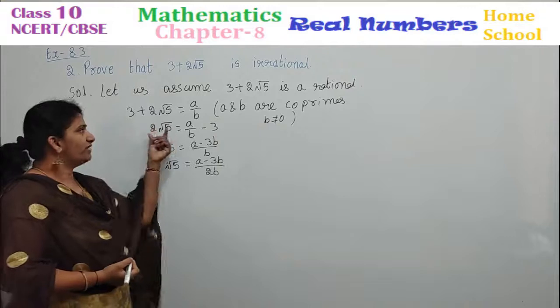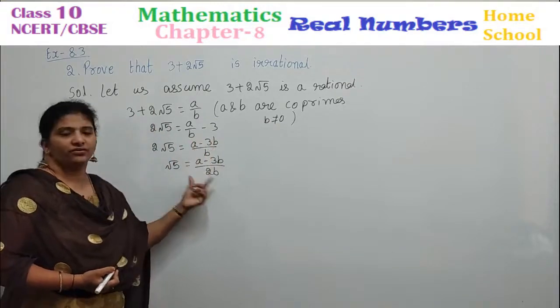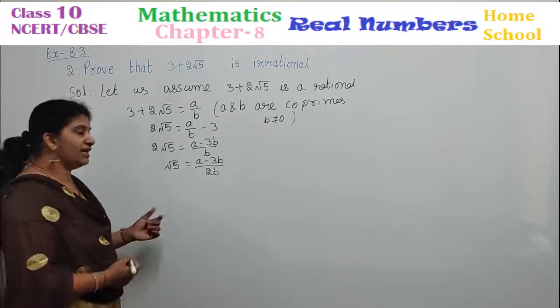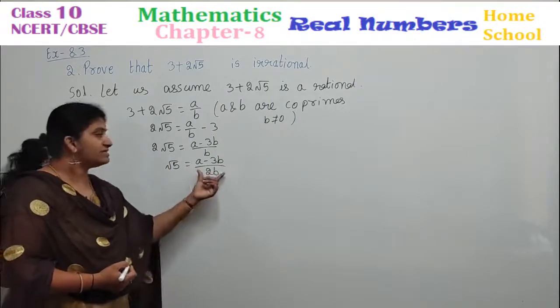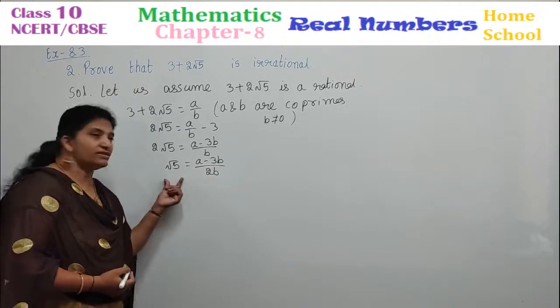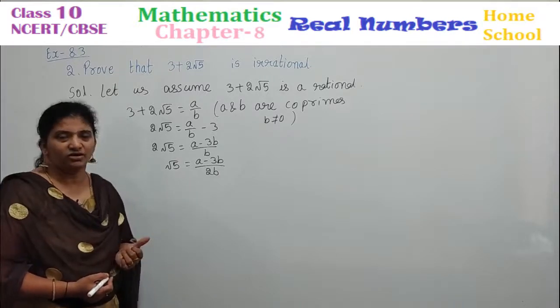Right? What we have done? Plus 3 send this side, minus 3, do LCM. Right? This 2 multiplies, send other side, it will be divided. Finally, what you can say? This is in the form of a rational number. But this equal to this cannot become a rational number.